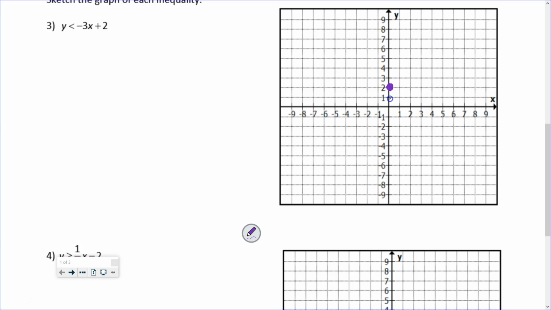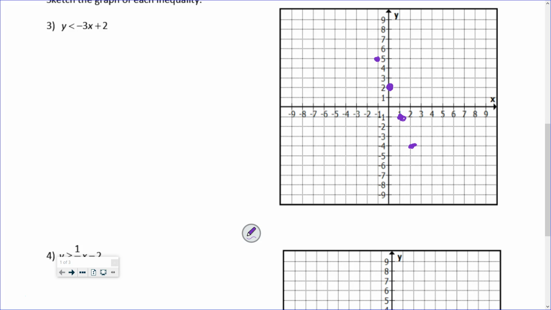And how am I going to move to my next point? Down 3. It's because it's negative 3, right? So 1, 2, 3. To the right 1. There we go. 1, 2, 3. Right 1. Good.